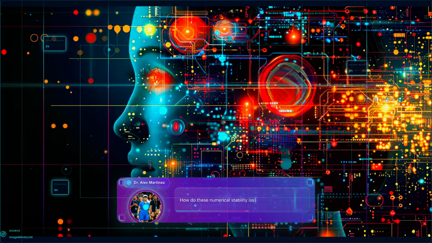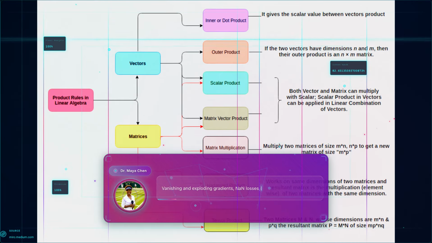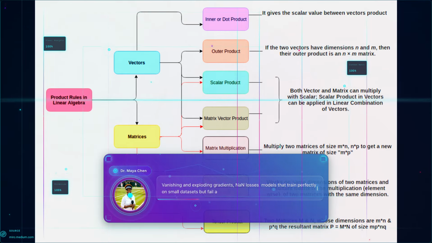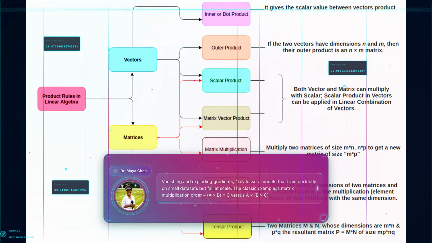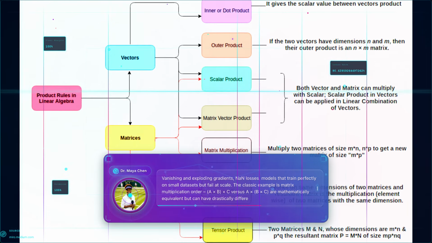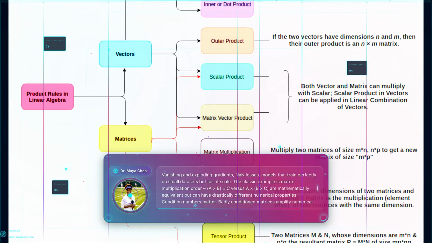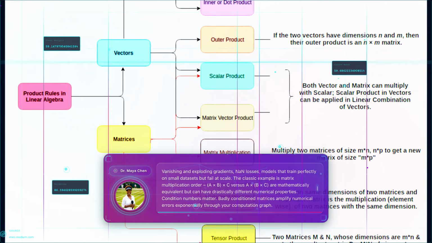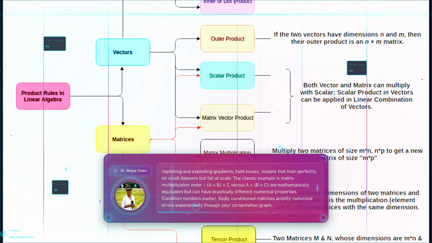How do these numerical stability issues manifest in practice? Vanishing and exploding gradients, NaN losses, models that train perfectly on small datasets but fail at scale. The classic example is matrix multiplication order. (A times B) times C versus A times (B times C) are mathematically equivalent but can have drastically different numerical properties. Condition numbers matter. Badly conditioned matrices amplify numerical errors exponentially through your computation graph.